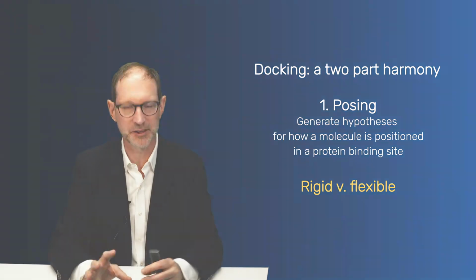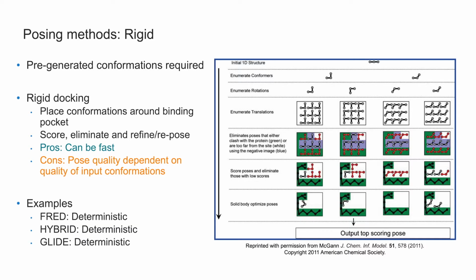So here we pre-sample conformations for the molecule, and the docking program doesn't have to change the conformation of any of its molecules. It simply places the molecule around the binding site, translating and rotating rigidly, scoring, eliminating low-scoring poses with a possible post-refinement and rescoring. This is how, for example, one of our rigid docking tools, OpenEye Fred, works. Most of these tools, all of these tools really are deterministic, same output for the same input.